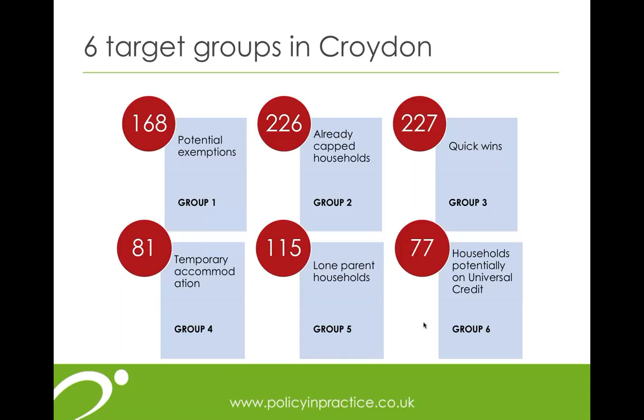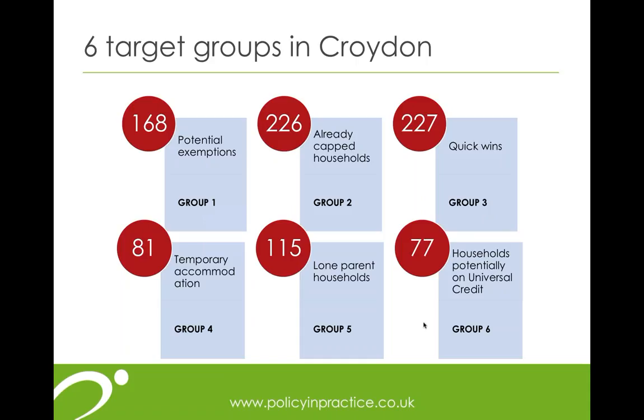Households and families were grouped in one of these 6 groups according to specific characteristics of each household, or also according to the specific intervention that the council could and can plan and deliver for each of these groups. So you can see here we have 6 groups. These are the numbers referring to the Croydon cohort.